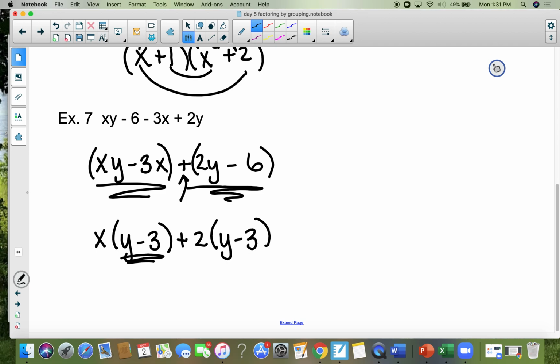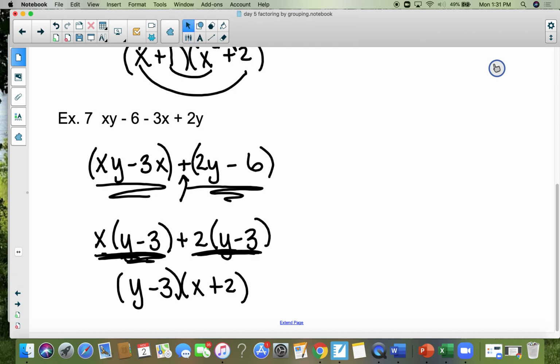And now I know I did it right because they both have a y minus 3 in common. And what do I have left if I take a y minus 3 out of here? X. What happens when I take a y minus 3 out of here? Plus 2. And that's all you're doing if it's a four-termer.